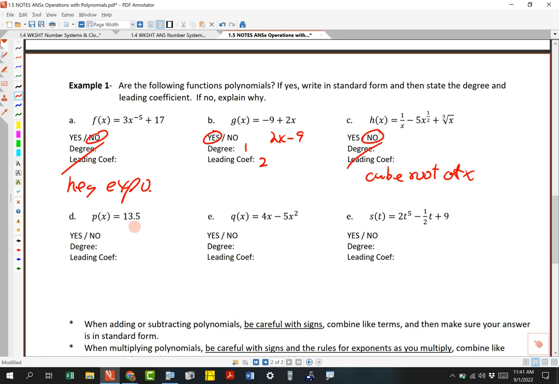All right. Zach, how about the next one? Yes. Yes, it is. What's the degree? 0. Degree 0. Leading coefficient? 13. Great question. Is there a leading coefficient?